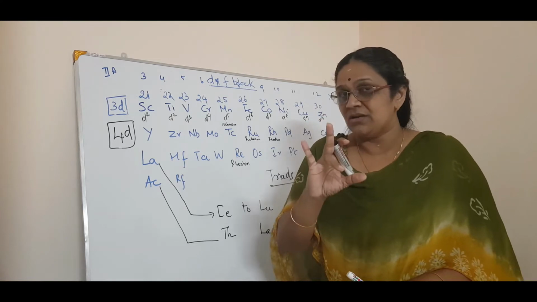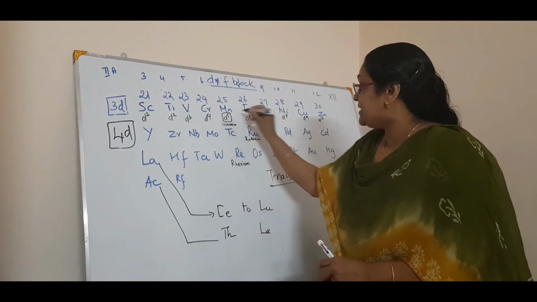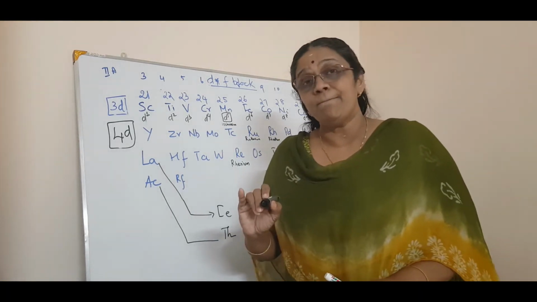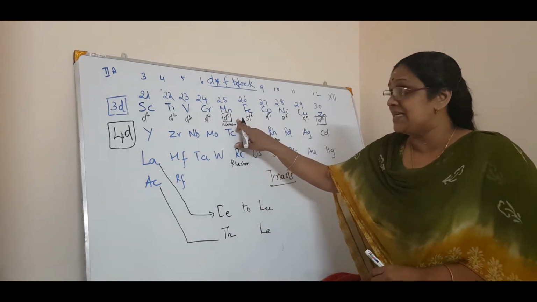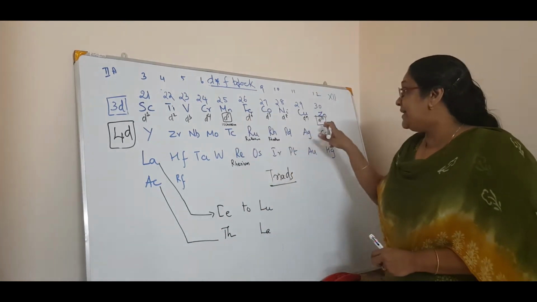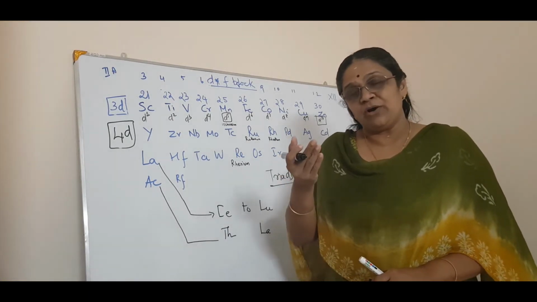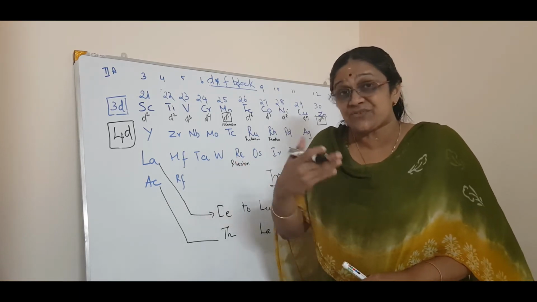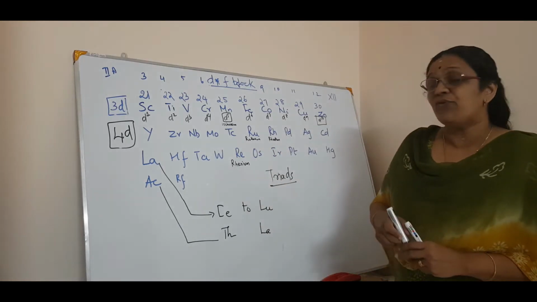Out of which we have studied what? The d5 configuration and the d10 configuration are extremely stable, isn't it? Why? Why is it extremely stable? Because the d5 configuration is half-filled stable and the d10 configuration is full-filled stable. So because of the half-filled stability and the full-filled stability, which you call extra stable. So that is important. Okay. Now we will see the 4D series.